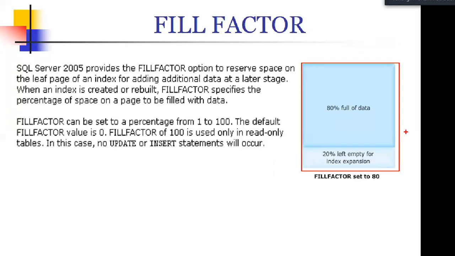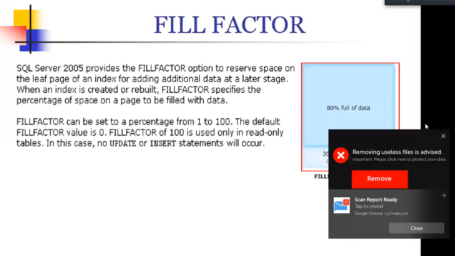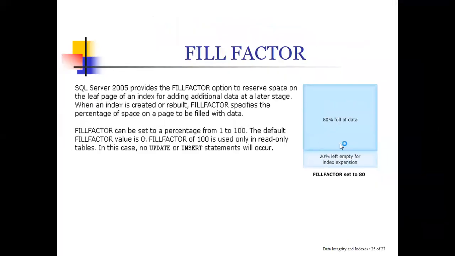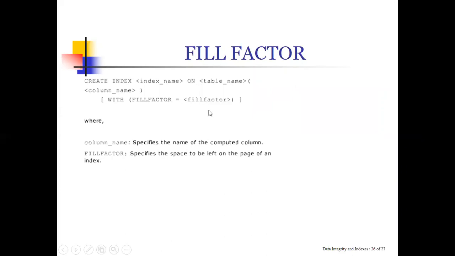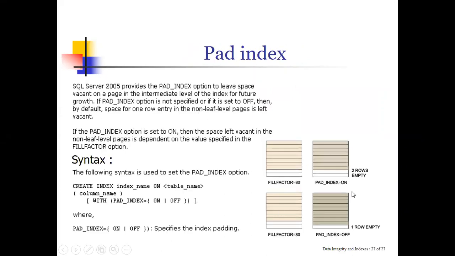What happens in the page? We can specify, if I say fill factor as 20, it says 80% will be filled with the data, 20% will be left over. Fill factor can be set to a percentage from 1 to 100. The default fill factor value is 0. A fill factor of 100 is used only in read only. If I say fill factor 100%, that means you are not doing any kind of updates. So mainly we use this when you're doing updates, so that if I have some additional space at page level, it can do the updates. So they use this particular fill factor, with fill factor equal to a percentage. I think pad index is like how many empty rows have to be left at the end of the page.